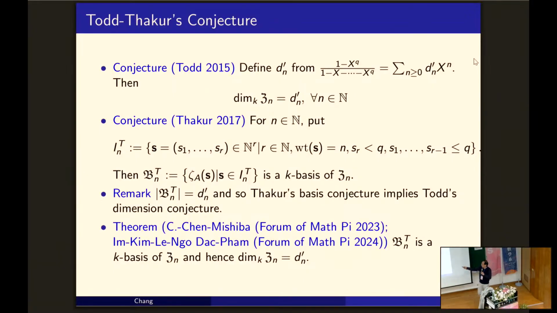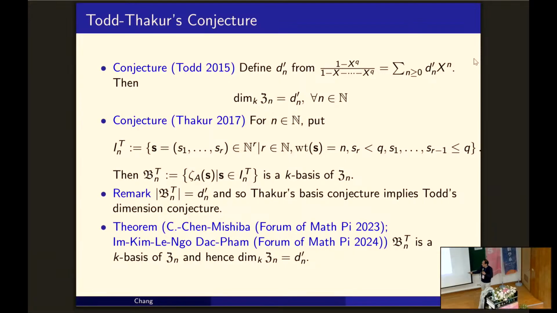And furthermore, Thakur gave an analog of Hoffman's basis conjecture. For this vector space, he considered all tuples of weight n, and if we require the last coordinate to be less than or equal to q, and the previous r minus 1 coordinates to be less than or equal to q, then Thakur conjectured that zeta evaluated at this kind of tuples should form a basis. So certainly, if Thakur's conjecture is correct, then Zagier's dimension conjecture would be true.